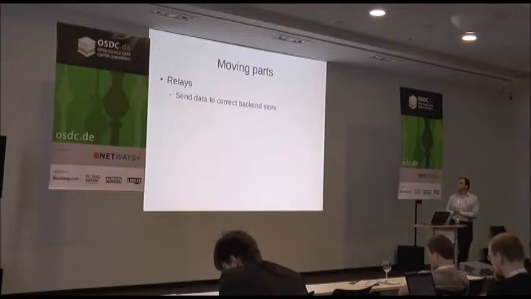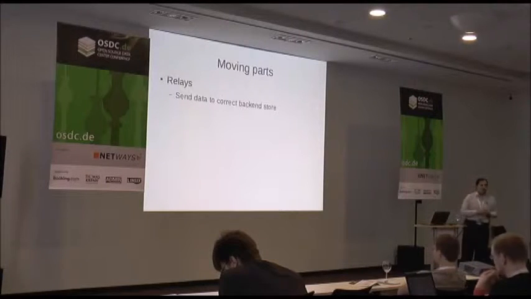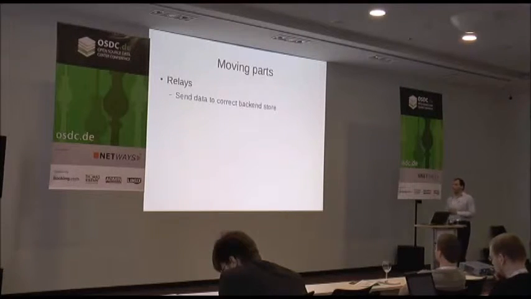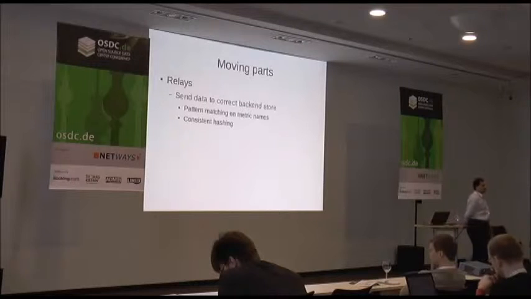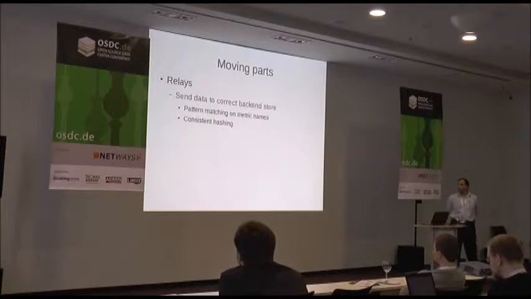Graphite is Unix-y. It has lots of moving parts. There are the relays, which basically push data around. You can do this in one of two ways. You can choose to pattern match with a regular expression, or you can use consistent hashing, or both.